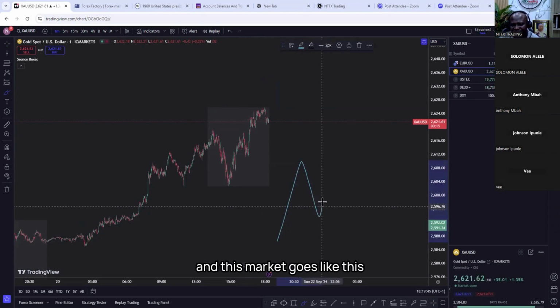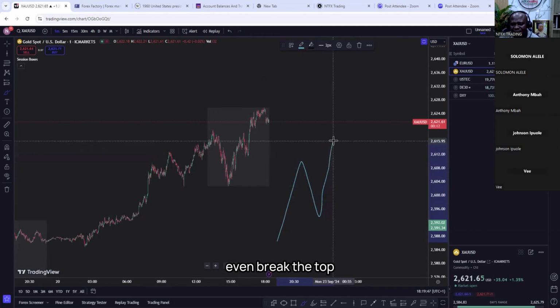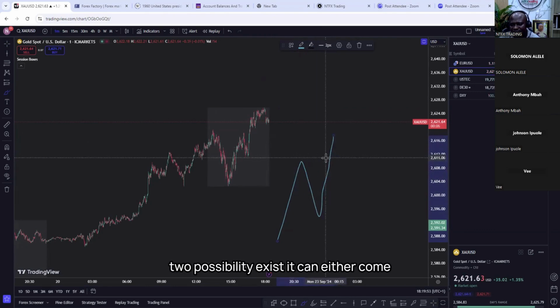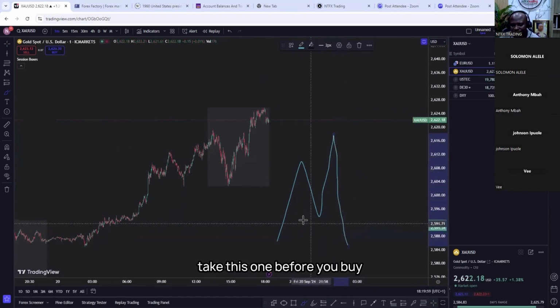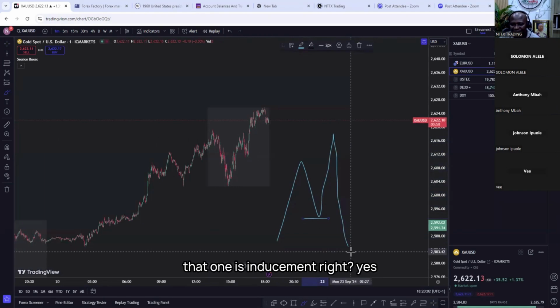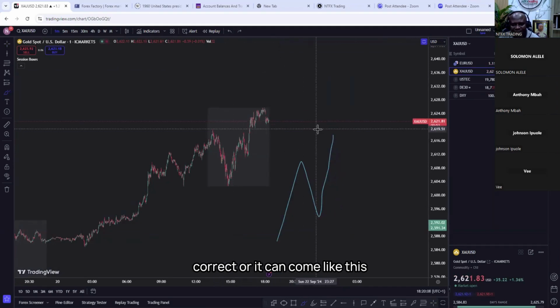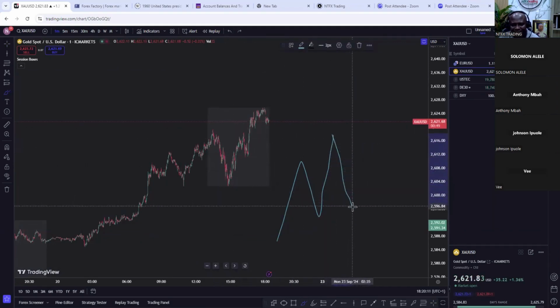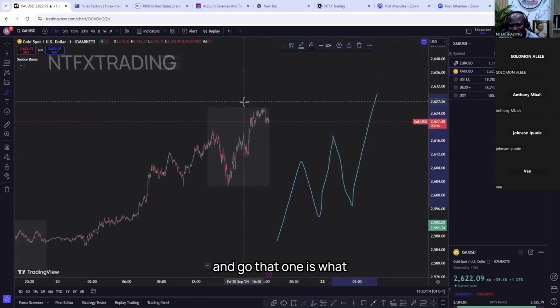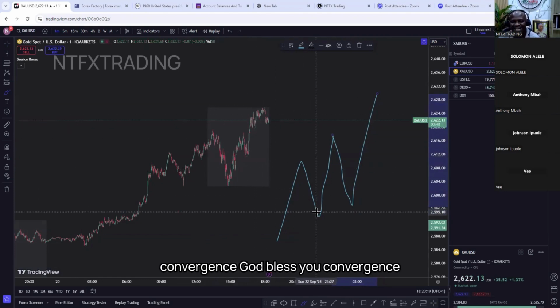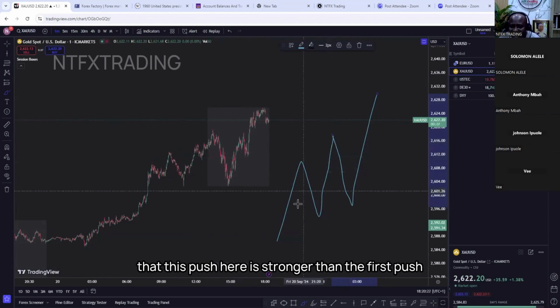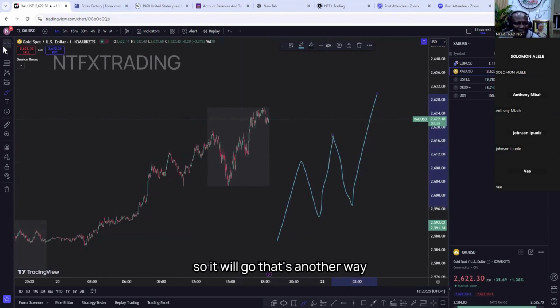If you have something like this, and the market goes like this, it will break the top. Once you break the top, two possibilities exist. You can either come and take this one before you buy. That one is inducement. Or you can come like this and go. That one is convergence. It means that this push here is stronger than the first push, so it will go. That's another way.